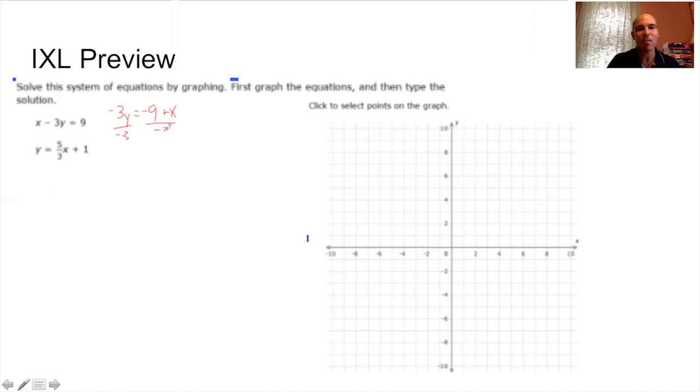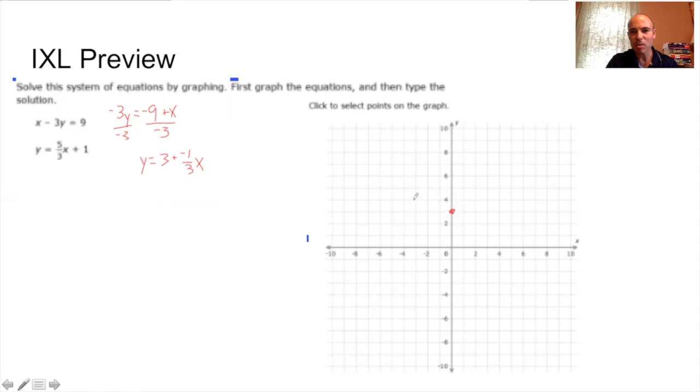We can divide everything by -3. Y equals 3, I guess, plus -1/3 X. I guess I could have also said -1/3 X. So anyway, I can graph both of these here. My y-intercept is 3. My slope is -1/3.